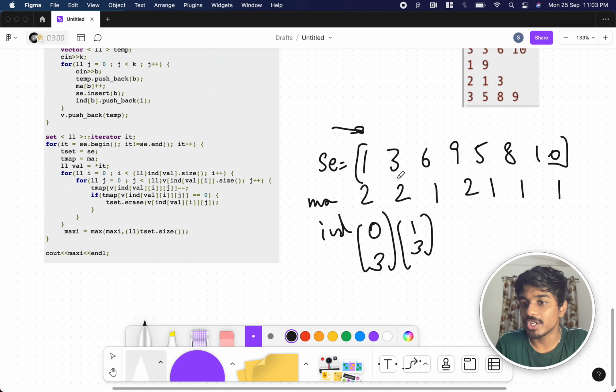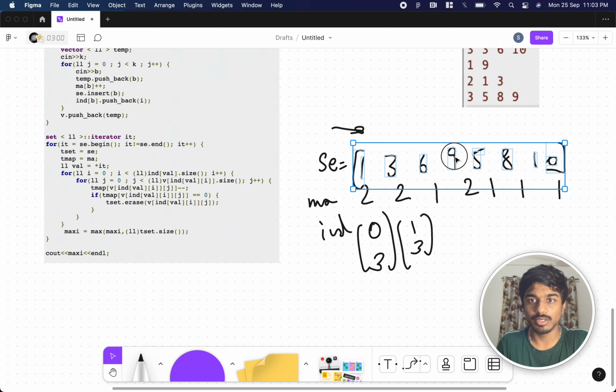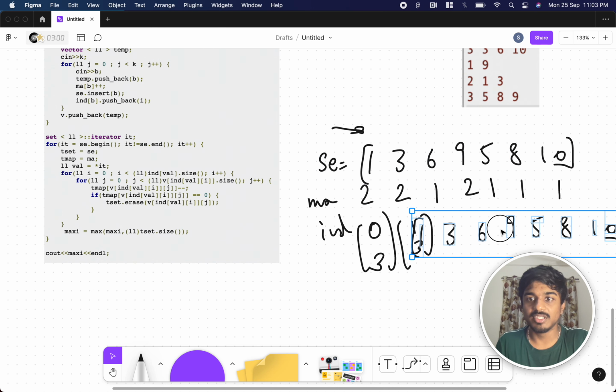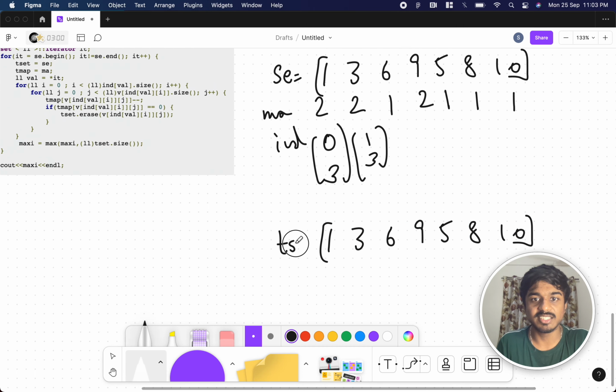because I can do any operation, right? So I just take a copy of these numbers. So how do I take it? You just copy these numbers in a set. So this is T set. I'm just taking a temporary set, that is copying.